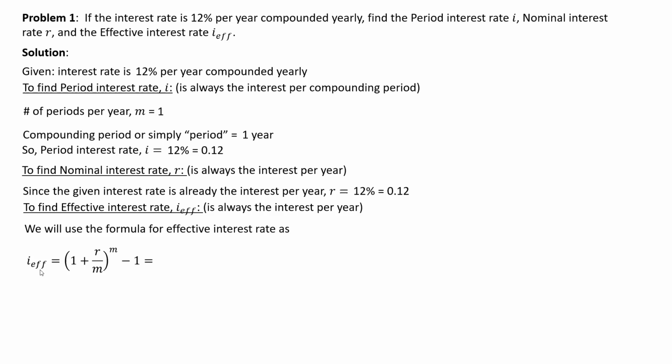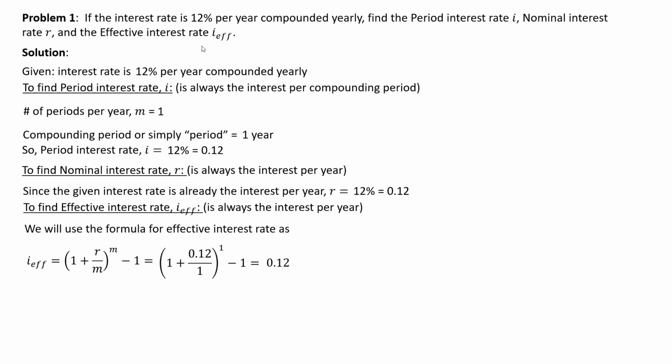So I effective is 1 plus r over m, to the m, minus 1, and it's a matter of plug and chug. Here, 1 plus 0.12 over 1, the quantity raised to 1, minus 1. And what does that turn out to be? It turns out to be the same 0.12. Isn't this interesting? The period interest rate, the nominal interest rate, and the effective interest rate are all exactly the same in this case.